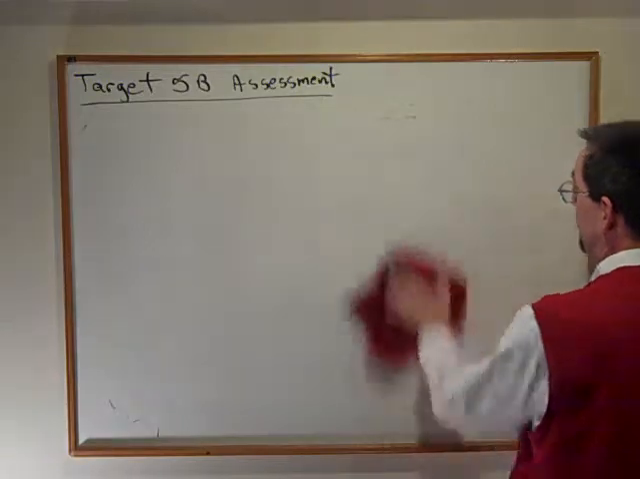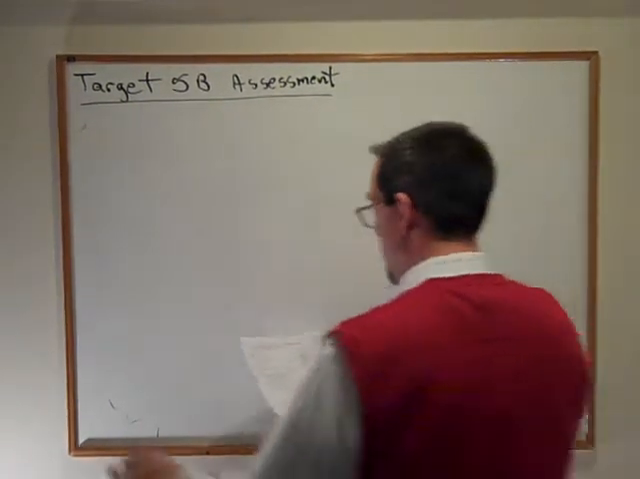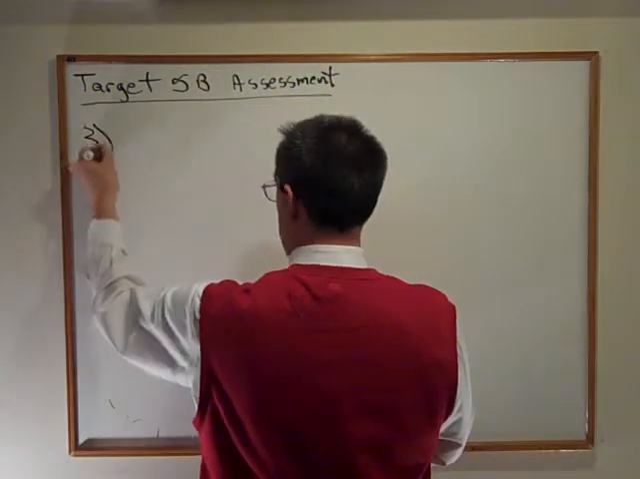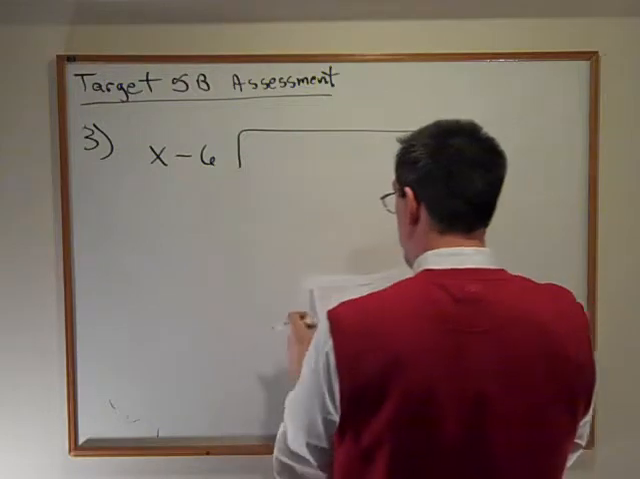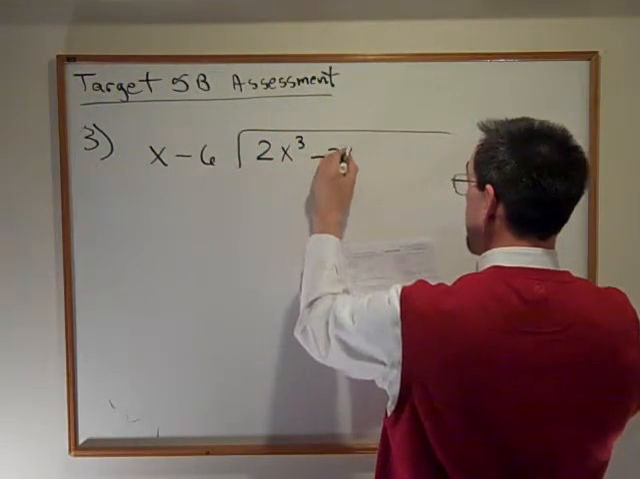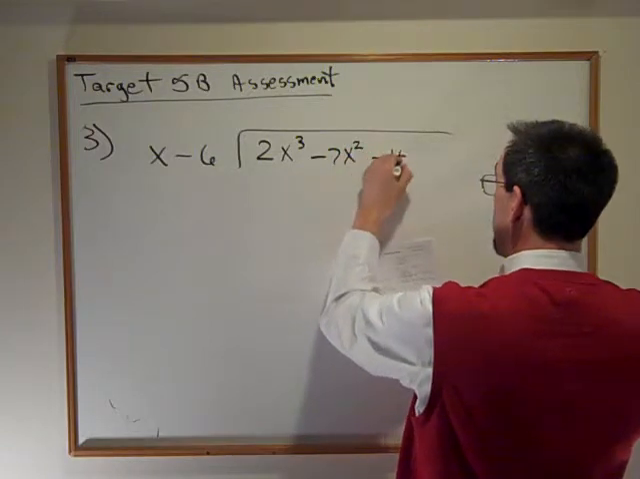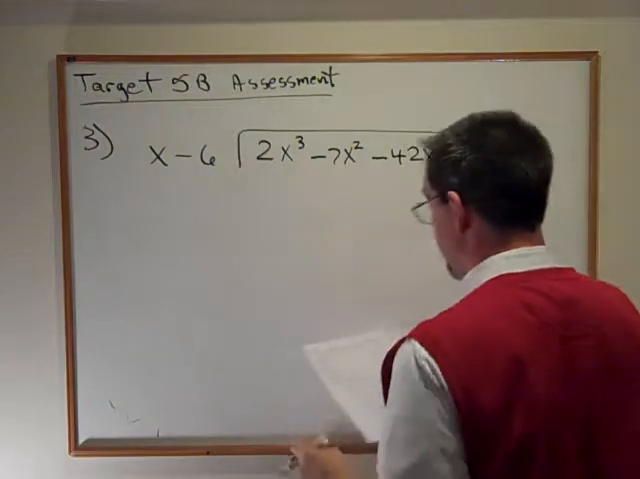Problem 3 asked us to do some long division just to see if a given linear binomial was a factor. Let's try it. Problem 3. Is x minus 6 actually a factor of 2x cubed minus 7x squared minus 42x plus 72? Let's give it a try.